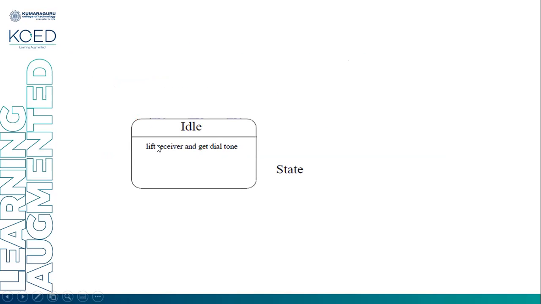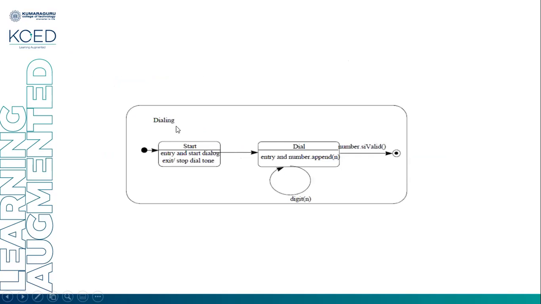For example, idle means list receiver and get dial tone. This is a state. Dialing is a state that contains various substates. In the dialing state, start means entry, start dialing; exit means stop dial tone. Next, dial a number: on entry, the number is entered and digits are appended. If the number is valid, it will reach the end state.